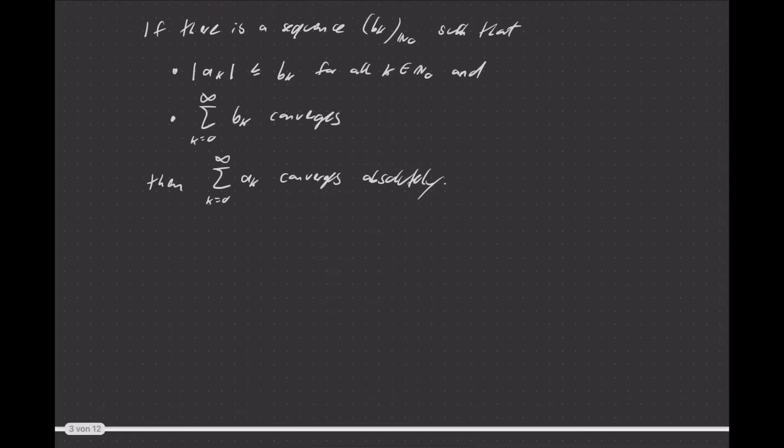So what we have is, in a way, that the absolute values of the a_k are sandwiched between 0 and the b_k. So this is kind of a sandwich theorem, and actually that would be necessary to prove this argument here.